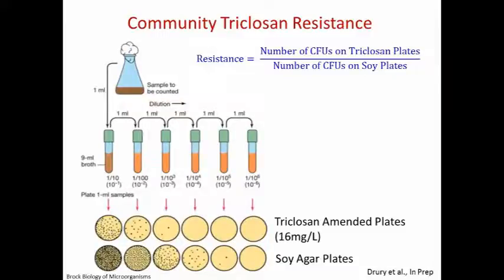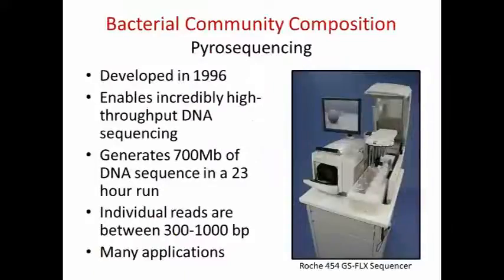That's our resistance level. And then for bacterial community composition, we used a cutting-edge molecular biology technique known as pyrosequencing. I don't want to go into detail on this method because it's kind of boring, but the method basically is an incredibly high throughput approach for doing DNA sequencing. It was developed in the 1990s. It's used a lot for doing whole genome sequencing now. So it gives you a massive amount of data in a short period of time, over 700 megabases of DNA sequence in 23 hours.